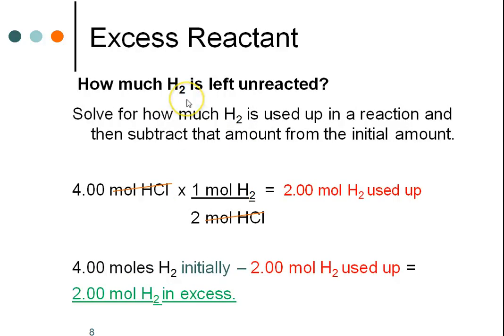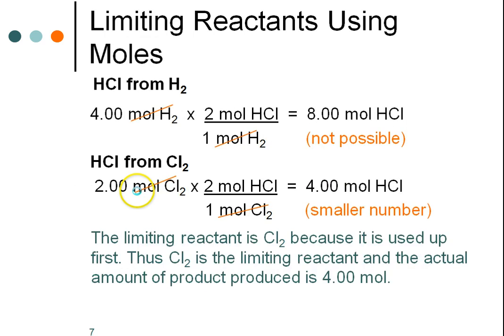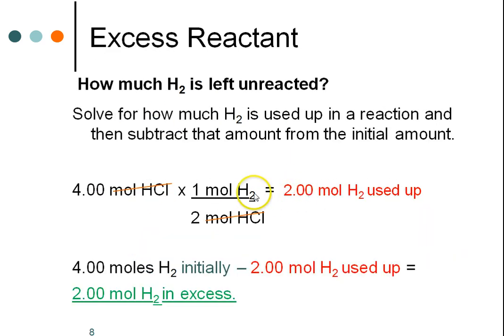So how much hydrogen is left unreacted? You would solve for how much hydrogen is first used up in a reaction and then subtract that amount from the initial amount. So since I know that I'm making 4 moles of HCl based on this calculation right here in the previous slide, I do a mole ratio to figure out how many moles of hydrogen it takes to make that.